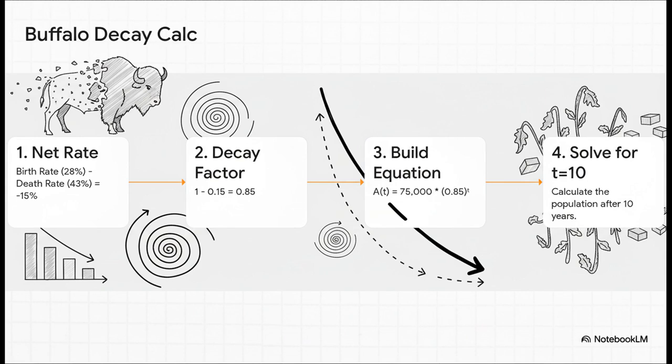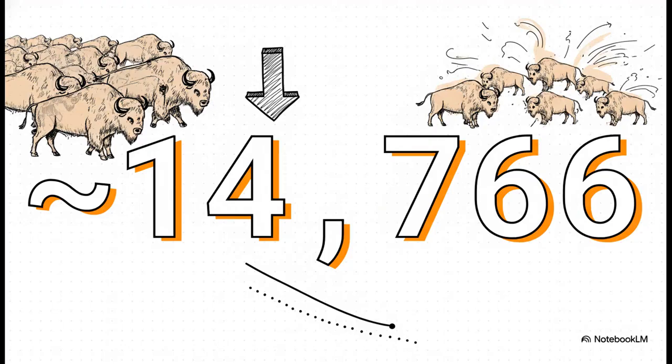First, we find the net rate, right? Just subtract the death rate from the birth rate, which gives us a negative 15%. Then we just plug that rate into our formula, along with the starting herd of 75,000 buffalo, and we set the time for 10 years. So, what's the final number? After only 10 years, that herd of 75,000 buffalo plummets to less than 15,000. That is a massive drop. It just goes to show you, decay can be just as powerful and just as fast as growth. It's the same exact math, just going in reverse.